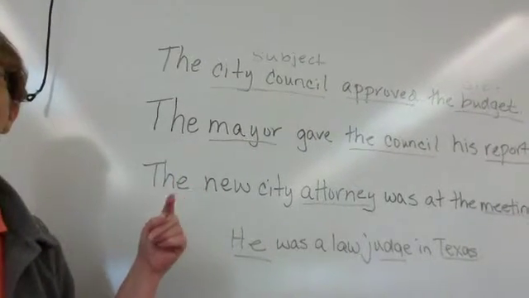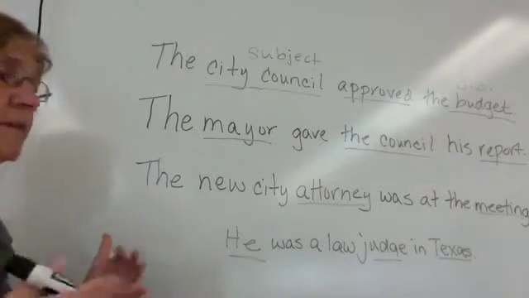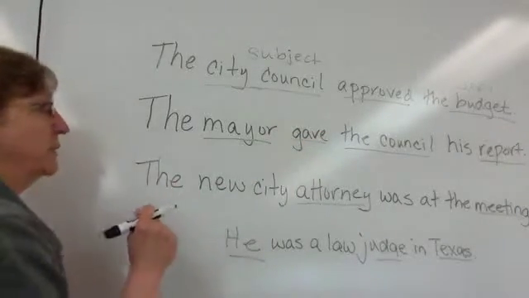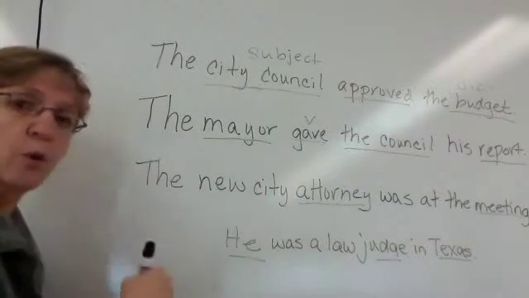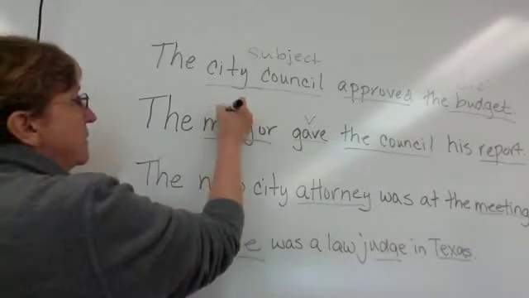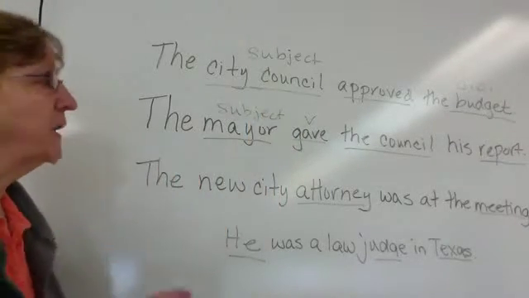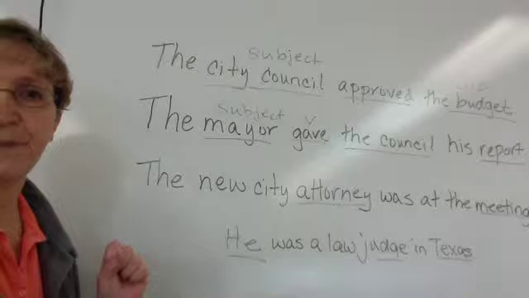The mayor gave the council his report. Now you should, again, find the verb very quickly. This is the giving. These are short sentences too, so hopefully you can find the verb. So this is our verb. So who gave? The mayor did. So the mayor is going to be our subject. Okay? But now you've got to be careful. The mayor gave what? Okay?